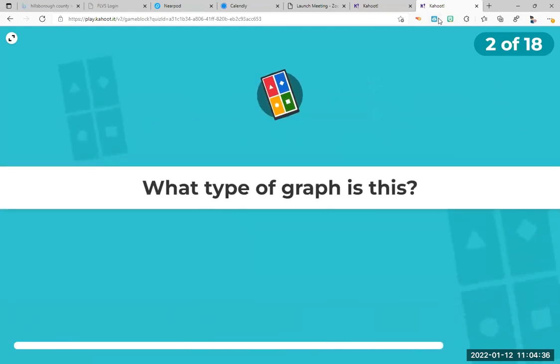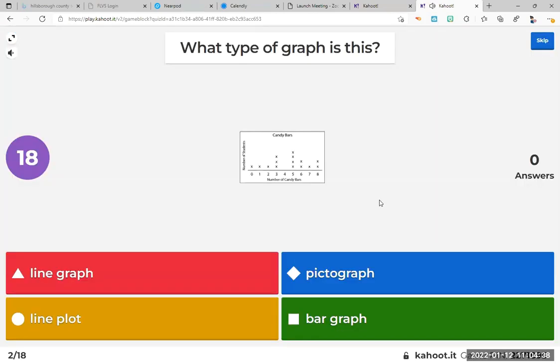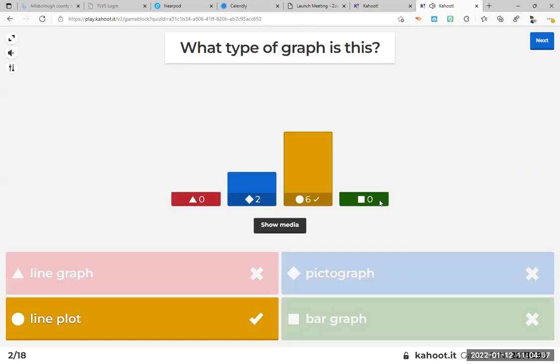What type of graph is this? Is it a line graph, a pictograph, a line plot? Oh, line plot. I bet that's what it is. Or a bar graph. I don't see any bars. I don't see any pictures. So it is a line plot. Yes, that's right. And it's just where you plot or put little dots in a line.